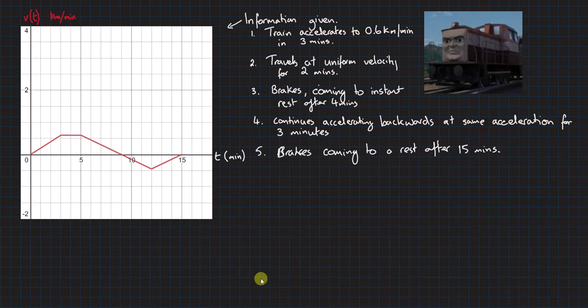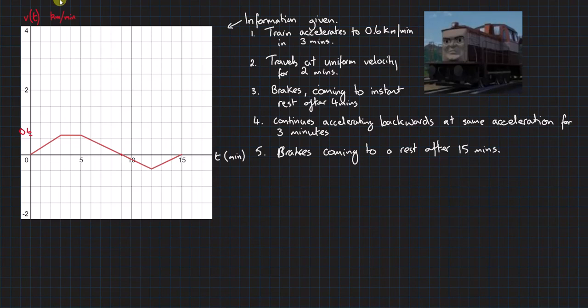So what we've got is a shunting train. It moves backwards and forwards along a track, moving things backwards and forwards. The story we've got is it starts off at a point, it accelerates over 3 minutes to a known speed of 0.6 kilometers an hour. So we can put 0.6 kilometers per hour at the end of 3 minutes. It stays at a uniform velocity for 2 minutes, and then it brakes where it instantly comes to rest after 4 minutes. So this is this point.